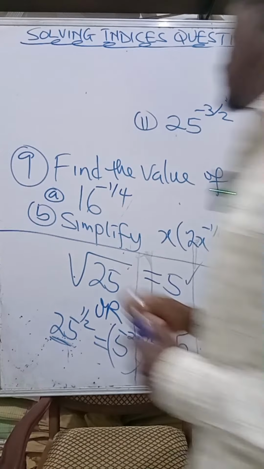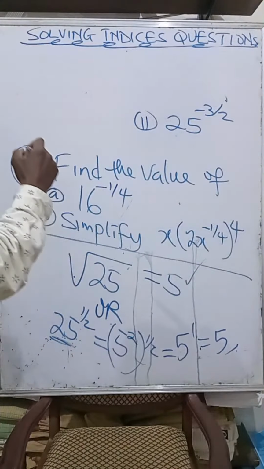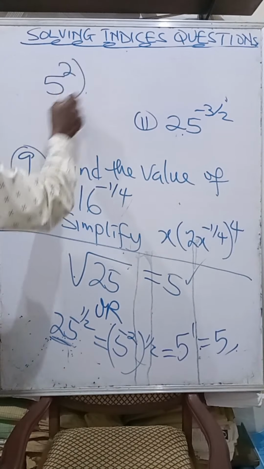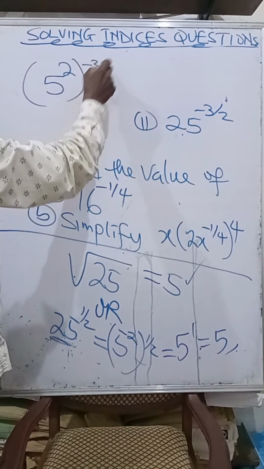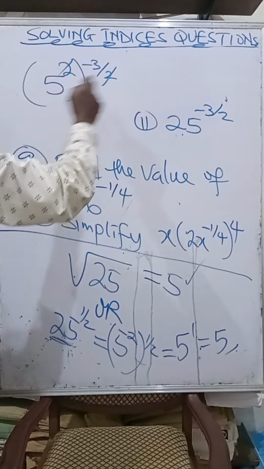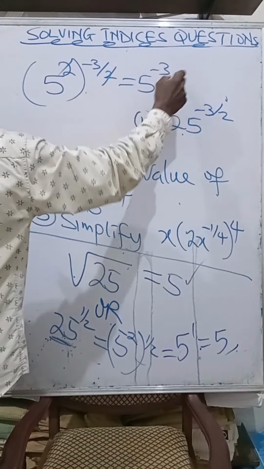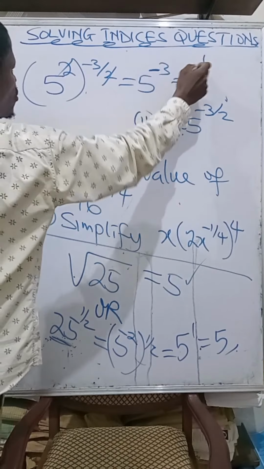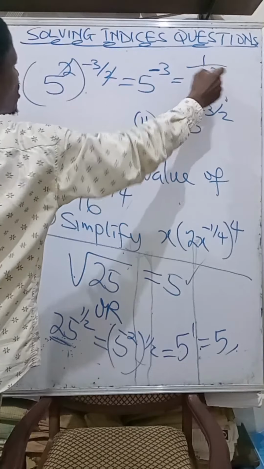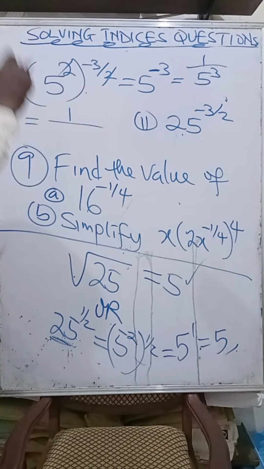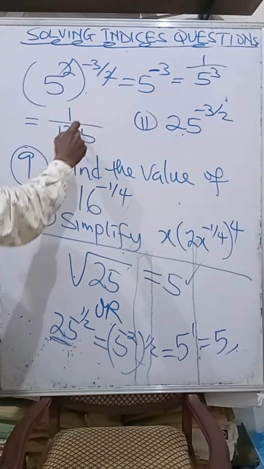25 to the power minus 3 over 2. 25 is 5 to the power 2, and then minus 3 over 2. So these 2 and these 2 we cancel. We have 5 to the power minus 3. And don't forget that minus is the same thing as 1 over 5 to the power 3. And the answer is 1 over 5 to the power 3, which is 1 over 125.